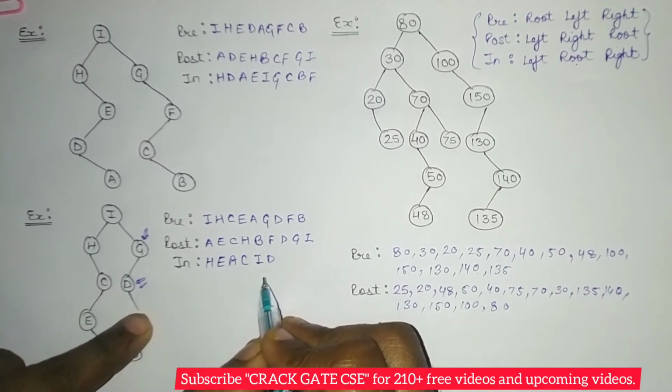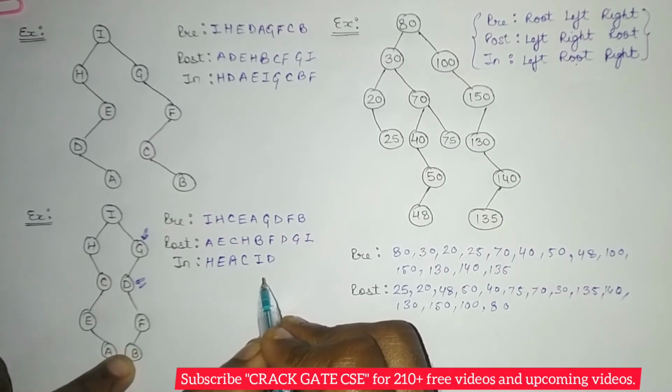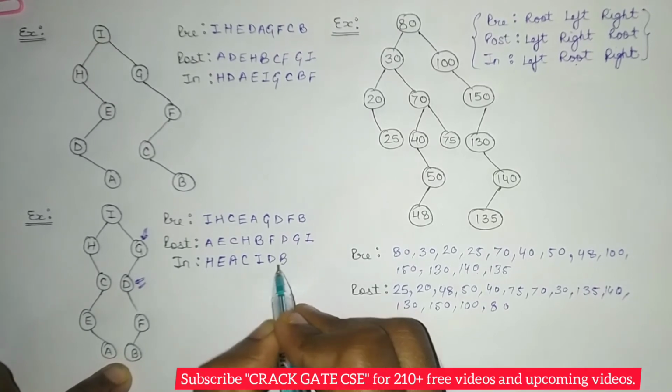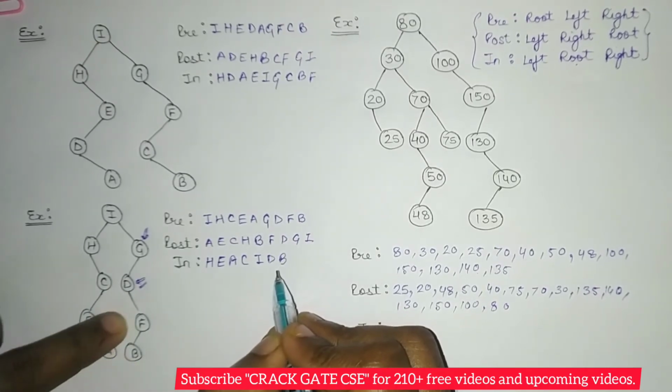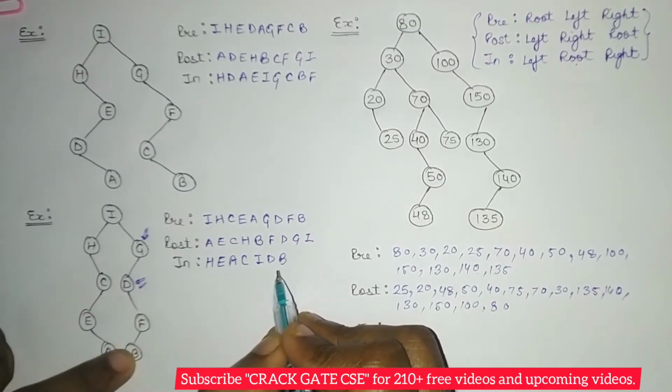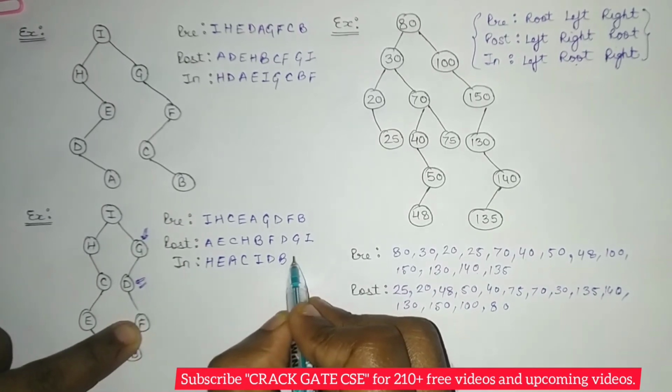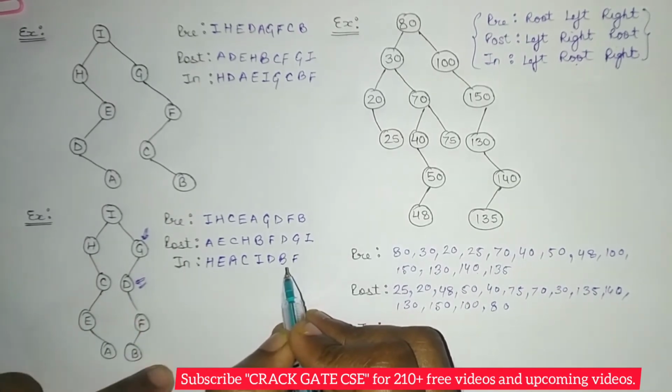In this right, again check left, root, right. Left exists, so we move on to the left. For this B, there is no left, so print B. Again check right, there is no right, so backtrack. For this F, left is done, so print root, that is F, and there is no right, so backtrack again.